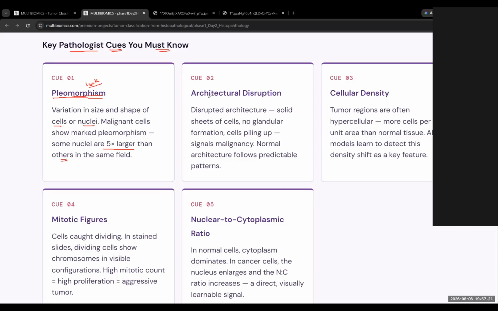Then there will be architectural disruption, like the glands will not be visible because everything has been disrupted. Solid sheets of cells, why? Because they are growing one on top of the other uncontrollably, so they pile up at one place. So these are all signals for malignancy. But if you go for the normal architecture, they have a predictable pattern. They will have a round gland and all those things which I have already discussed earlier.